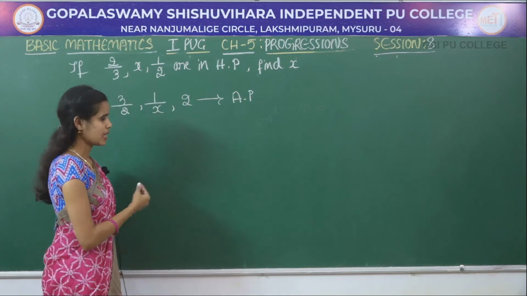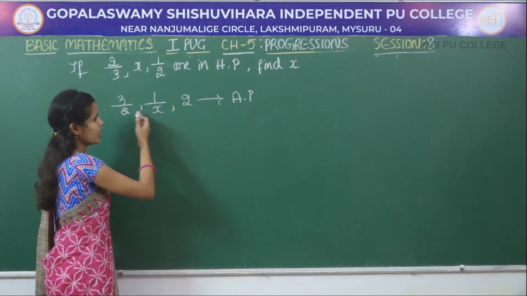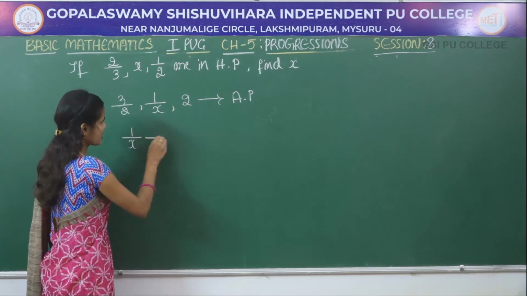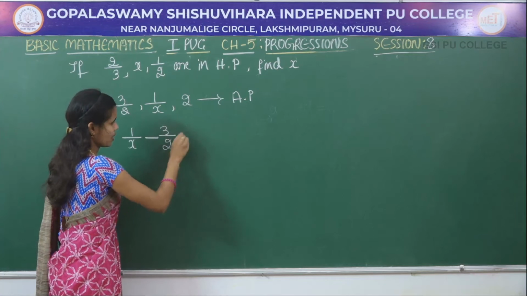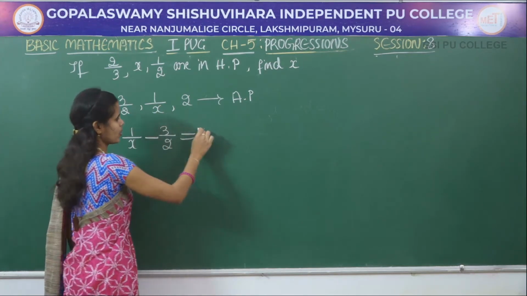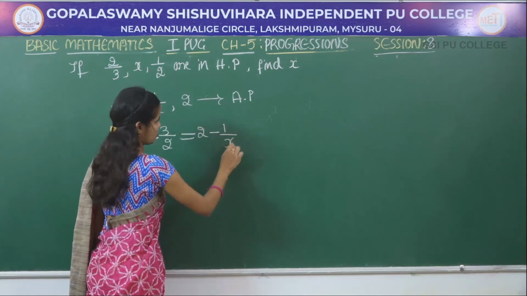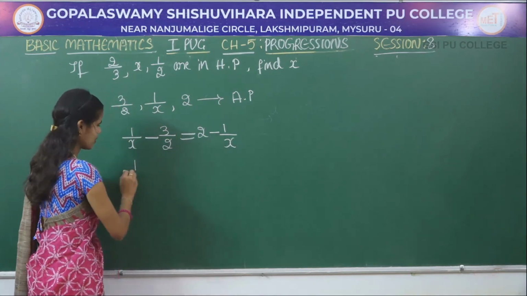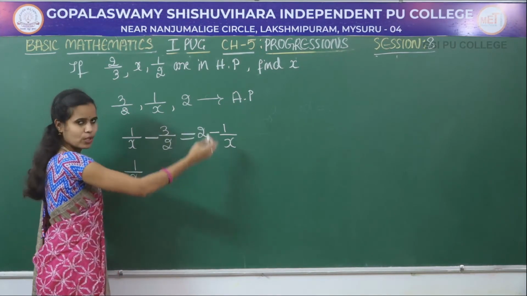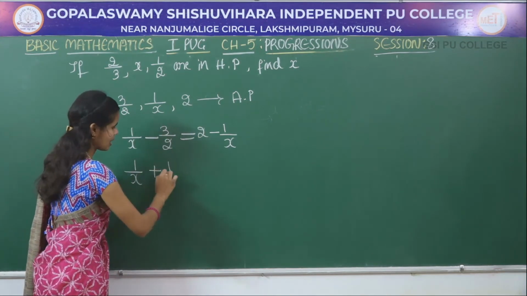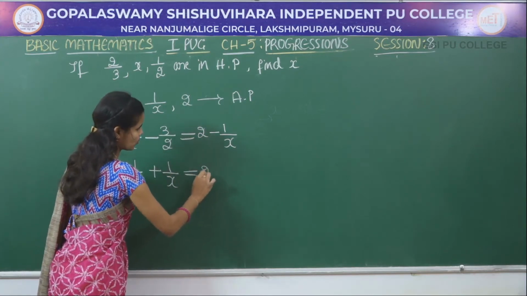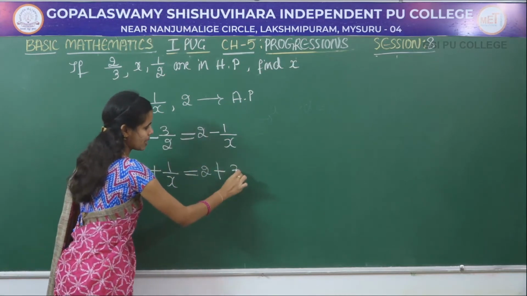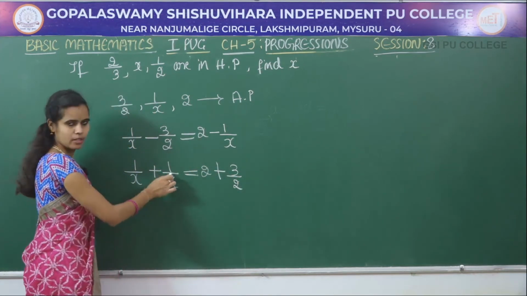So, these three terms are in AP, which means the difference between any term and its previous term is constant. Therefore, 1 by x minus 3 by 2 is the same as 2 minus 1 by x. So, now by solving this equation, find the value of x. Take this term to the left side, and take minus 3 by 2 to the right side. Minus 1 by x becomes plus 1 by x is equal to 2, and minus 3 by 2 becomes plus 3 by 2. So, add these two terms.